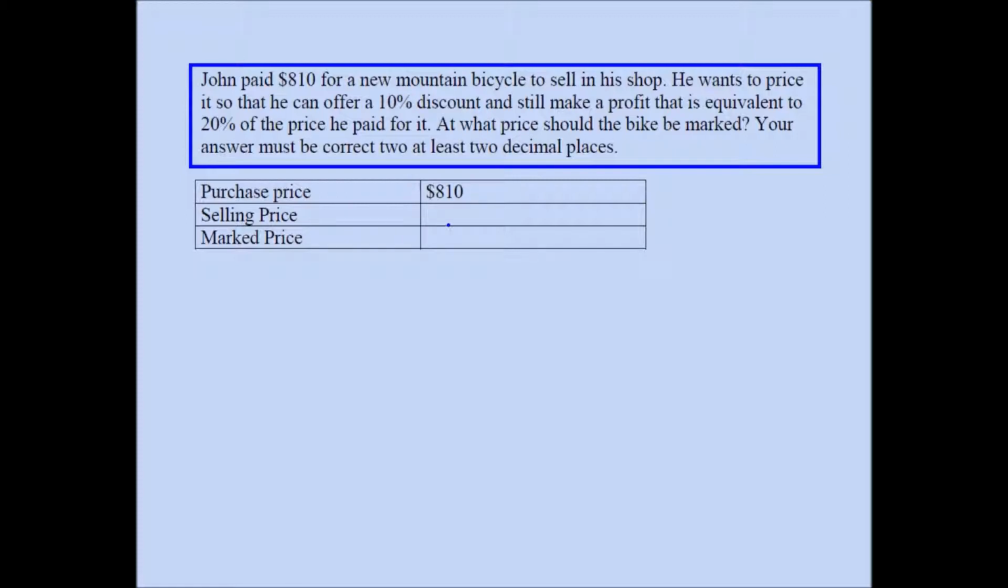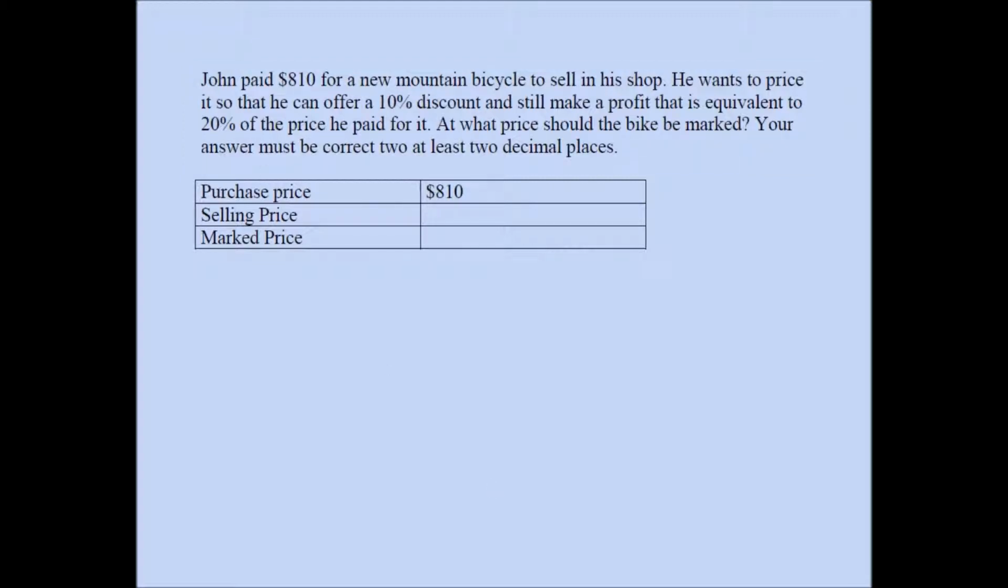So he wants to sell at a price so that he can make a profit that's 20% of $810, which is fairly easy to find. So let's go ahead and find that first. I need to find 20% of 810, which is 20 over 100 times 810, which is a fifth of 810, which turns out to be 162. I add 162 to 810 and I get $972. This $972 is what he wants to receive when he sells the bike.